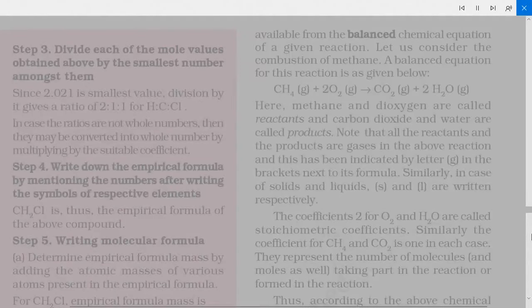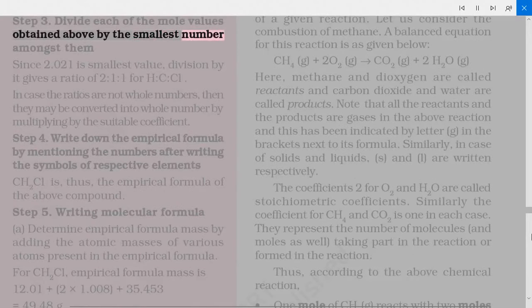Step 3. Divide each of the mole values obtained above by the smallest number amongst them. Since 2.021 is the smallest value, division by it gives a ratio of 2:1:1 for H, C, Cl. In case the ratios are not whole numbers, then they may be converted into whole numbers by multiplying by the suitable coefficient. Step 4. Write down the empirical formula by mentioning the numbers after writing the symbols of respective elements. CH2Cl is, thus, the empirical formula of the above compound.